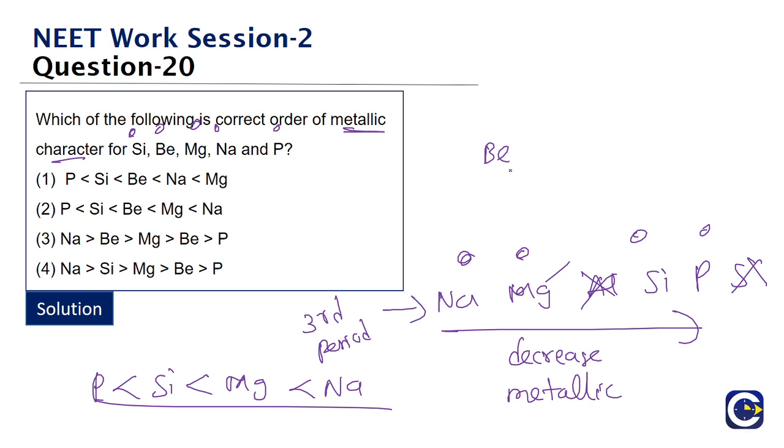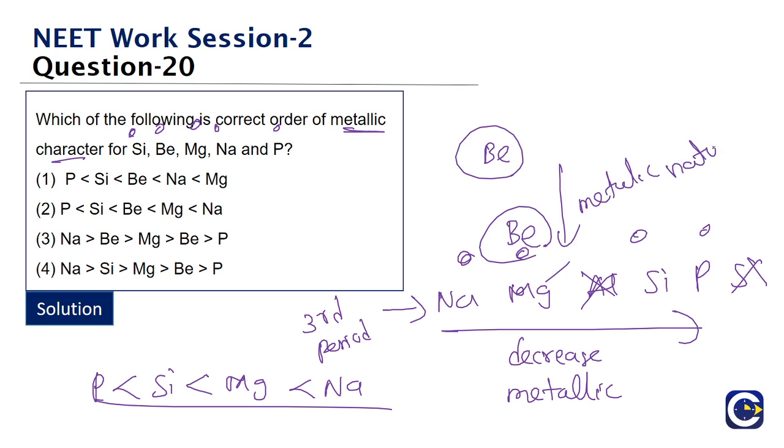Now comes the question of beryllium. Where does beryllium fit? Beryllium comes in the magnesium group. And when you go down a group, what do we see? The metallic nature increases. When we go down a group, the metallic nature will be increasing, isn't it? Which means magnesium will be more metallic than beryllium.